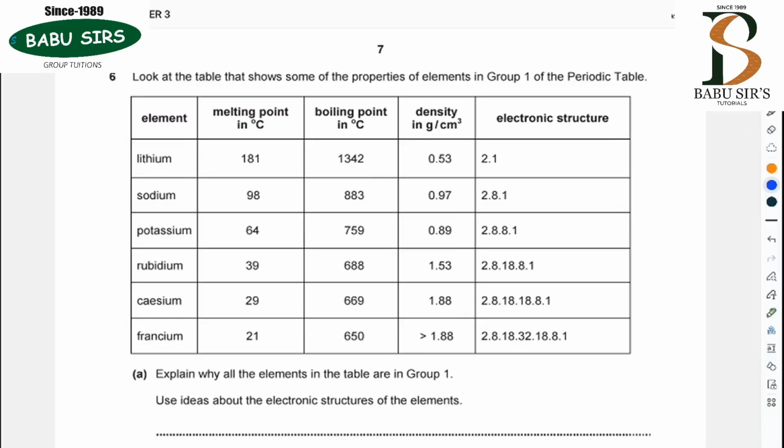Look at the table that shows some properties of elements in group 1 of the periodic table. So all these elements are from group 1: lithium, sodium, potassium, rubidium, caesium, francium. Now they have given a chart. So if you see the melting point, here it is decreasing. Again it is decreasing, again decreasing, and again decreasing. So melting point shows a decreasing trend.